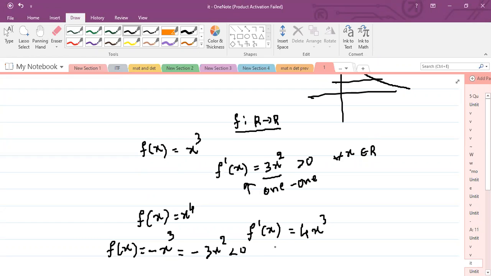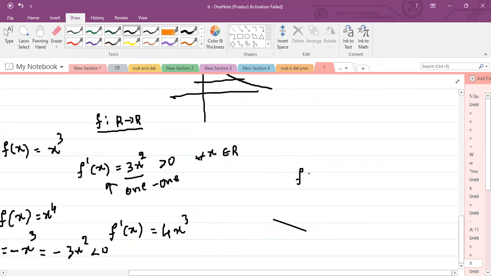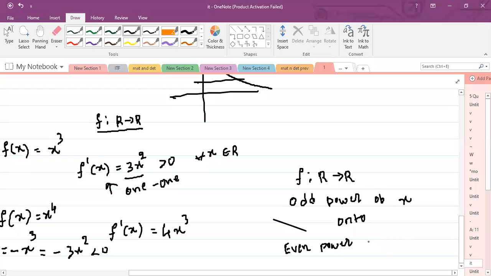And one more important hint regarding one-one and onto functions: if the function is defined from R to R, if the power of x is an odd power, then it is onto. If it is an even power, then it is not onto.